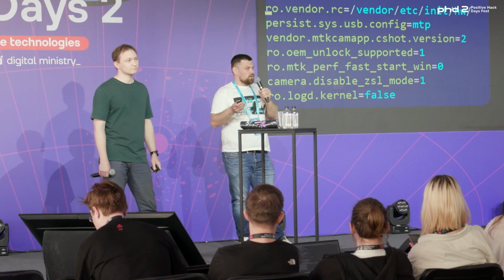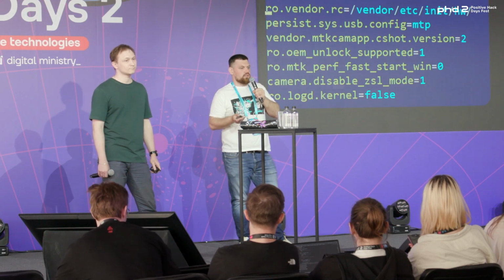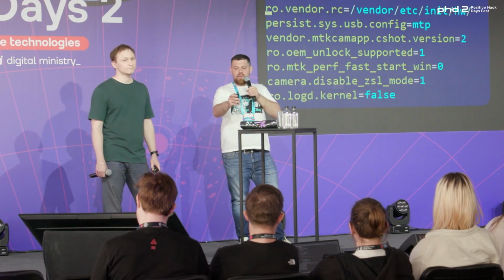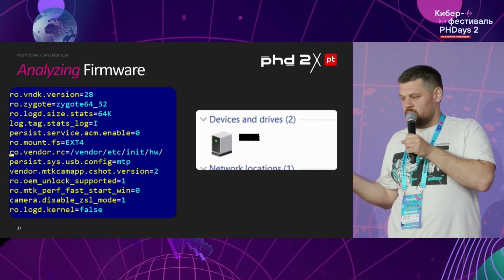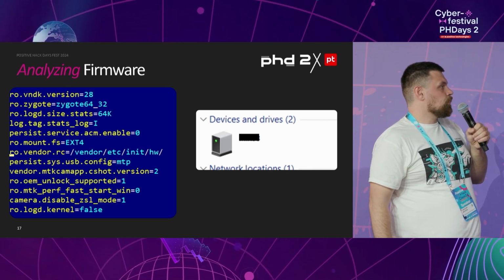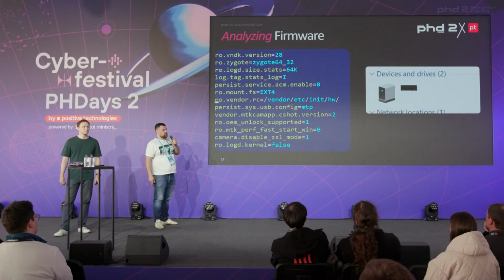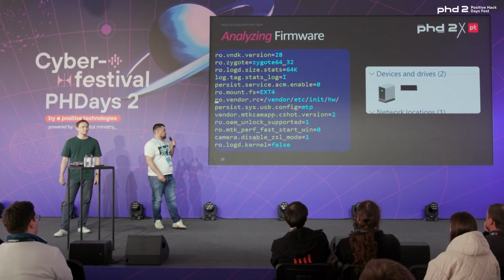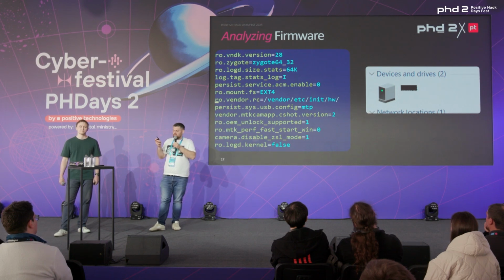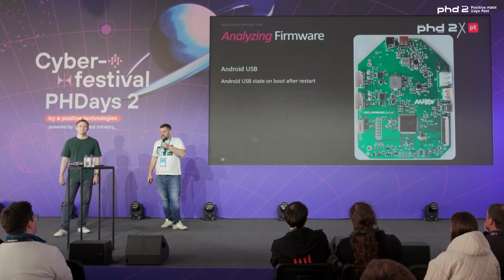Okay, let's start with the second one. Why can't we see it? When the launcher of the device starts running, it downloads the settings. So persist system USB config, MTP, and the device becomes a media transfer protocol device. Okay, but we saw ADB, didn't we?